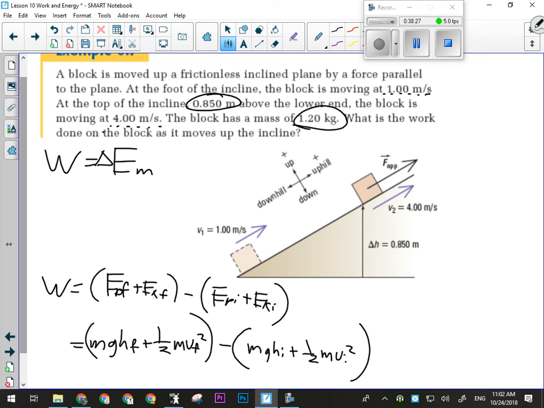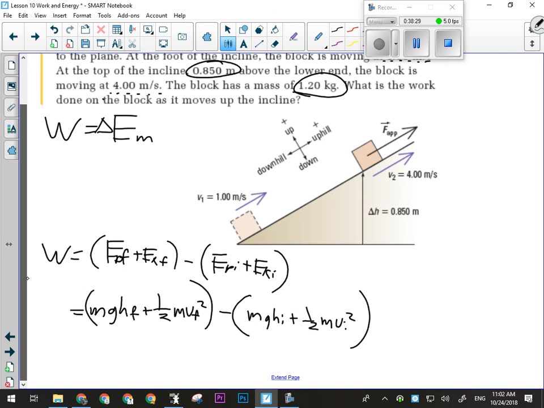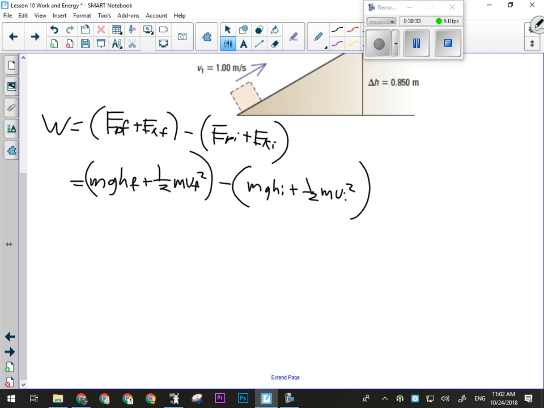I can easily now calculate the work done in moving this thing from the bottom to the top of the ramp. So all I'm going to do is plug in my numbers. I'm going to have 1.2 kilograms times g, 9.81, times the final height, which we said was 0.850. That's the maximum height of the ramp. And then I'm going to add to that 1/2 times the mass, 1.2 kilograms, times the final speed, 4 squared.